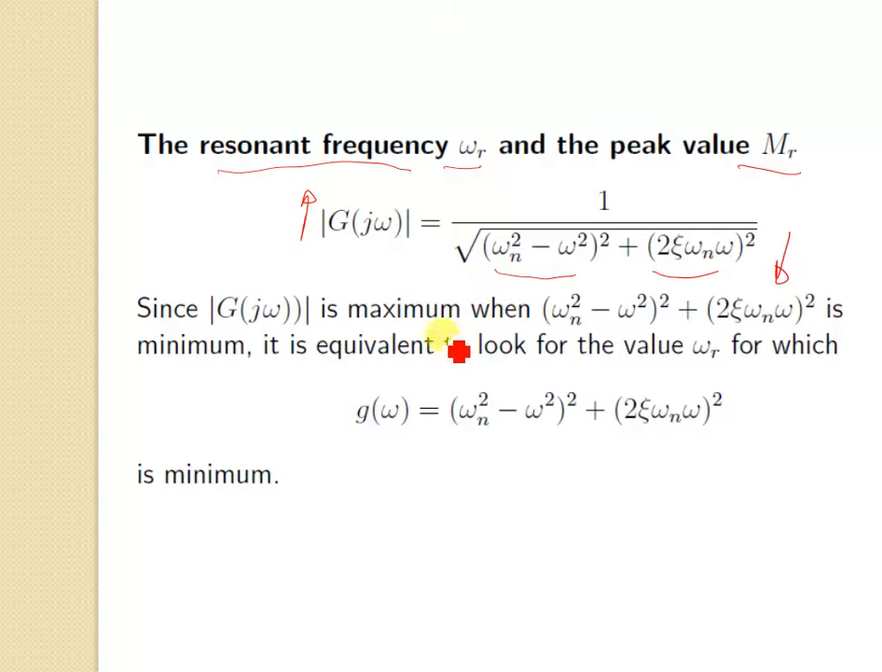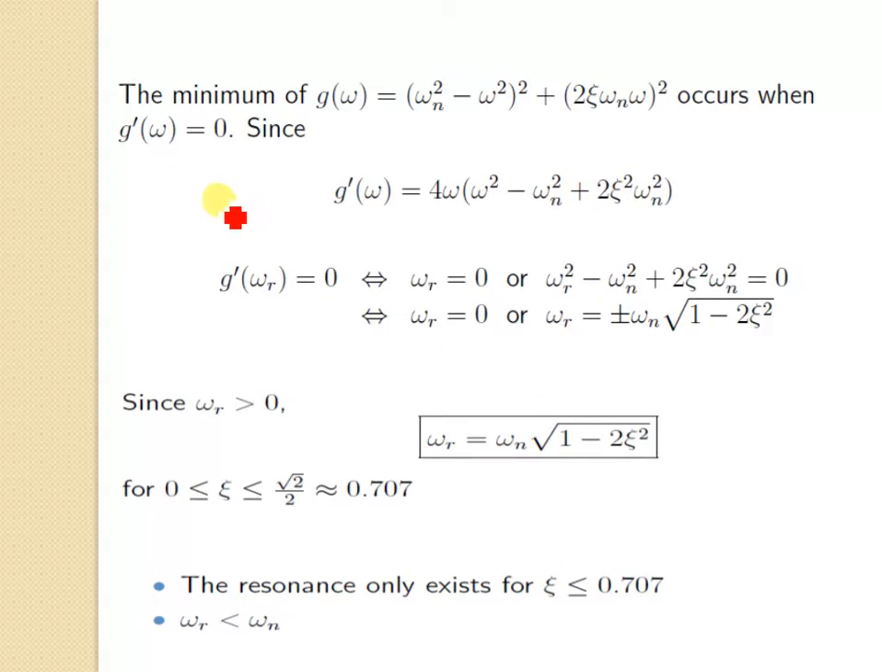If I put the name of the denominator of G(jω) as (omega n squared minus omega squared) to the power 2 plus (2 sigma omega n omega) to the power 2, then this will be minimum. That means if I take the derivative of the denominator with respect to omega and set it equal to 0, I can find the minimum value of this system. If I take the derivative of the denominator with respect to omega, you will find this equation.